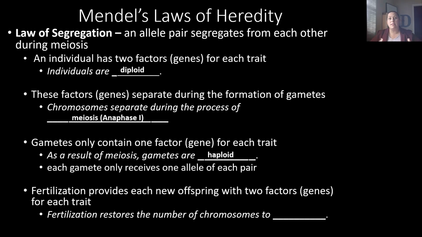Okay, so again, this is why meiosis proves what he was saying. He didn't call them genes and stuff at the time. They were traits, but it meant the same thing. So each gamete only receives one allele of each pair because the pairs were separated. Fertilization provides each new offspring with 2 factors again. Remember, in fertilization we bring a chromosome 1 from mom and a chromosome 1 from dad, and they come back together, so you have 2 again. So fertilization restores the number of chromosomes back to that diploid number. Remembering that sexual reproduction requires meiosis and fertilization, segregation had to occur first. There had to be a separation during meiosis first.